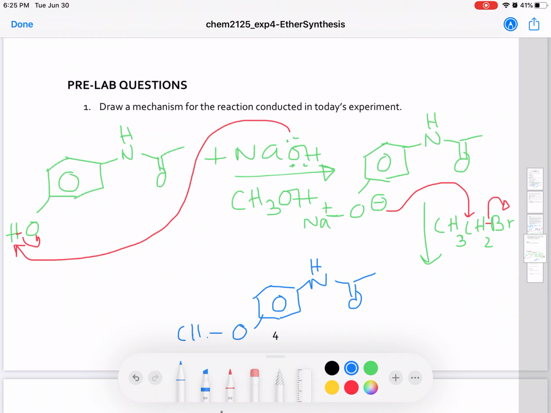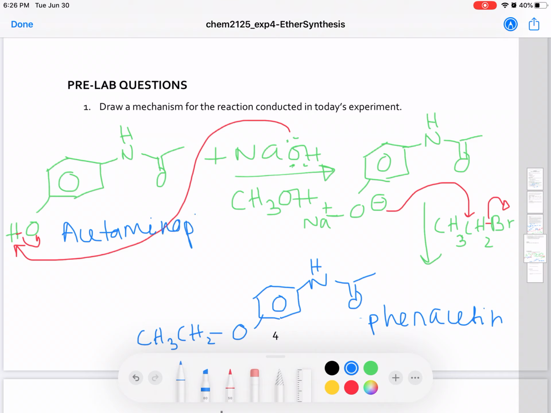OCH2CH3. So this is acetaminophen. No, phenacetin. This is phenacetin, and this one is acetaminophen.